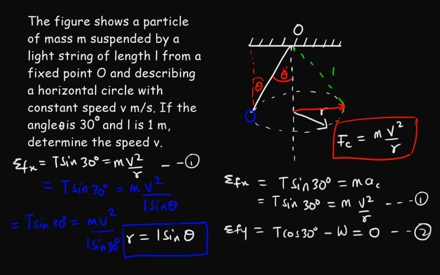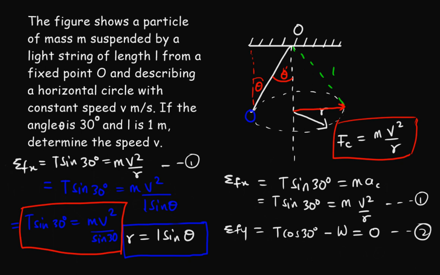Okay, so we know L to be 1. L is given to be 1 meter in the question. So we can just write this here as 1 times sine 30 degrees. So this will be our equation 1 now. That's the equation 1 that we have transformed into the equation that we have here.